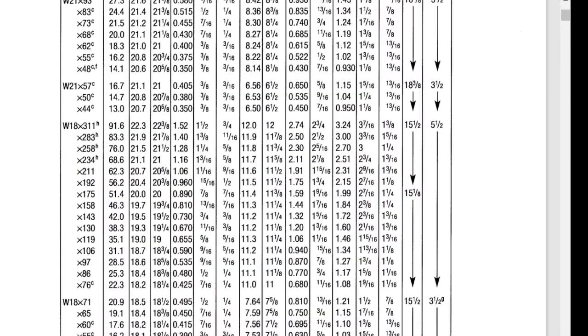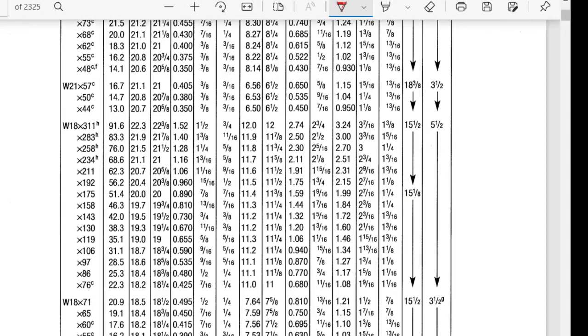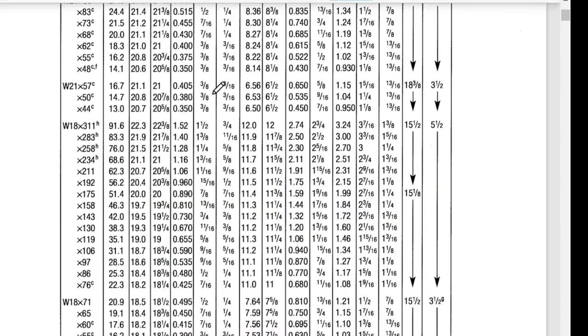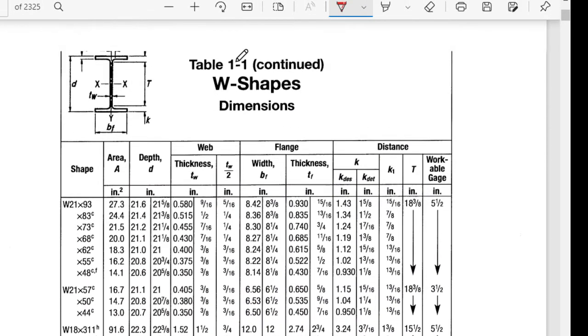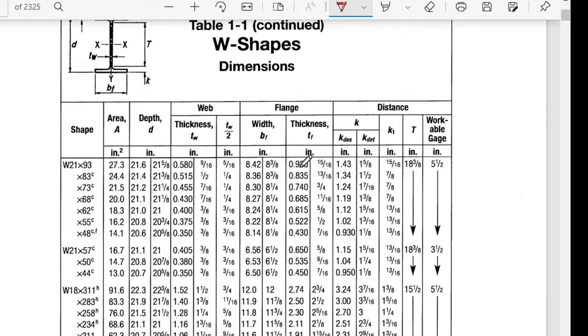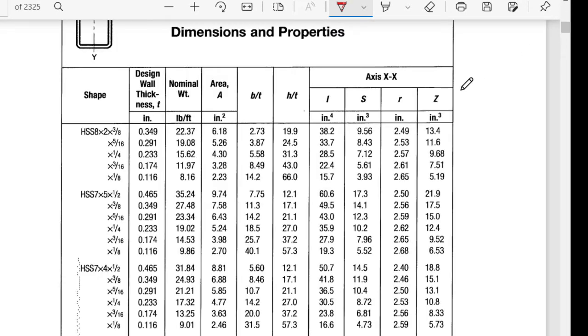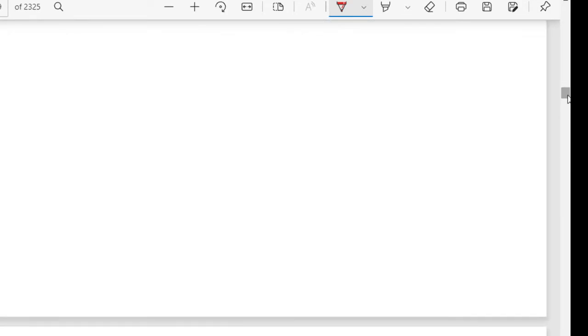Okay, back to the table. The table, I think I already discussed. W18 is not there, since only W14, W12, W10, and W8 were added for W shapes. What I mean is, in the table for dash 1, this is 319.